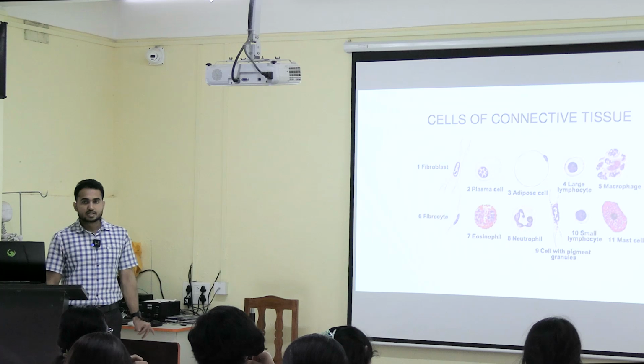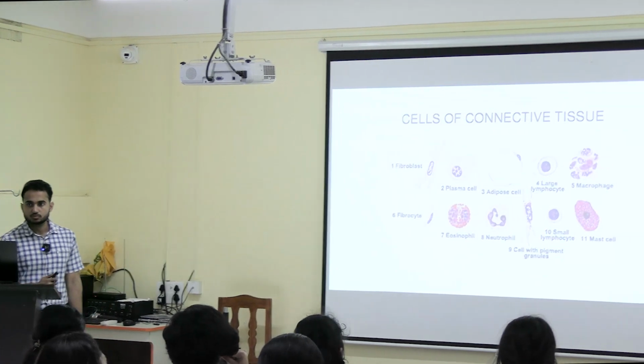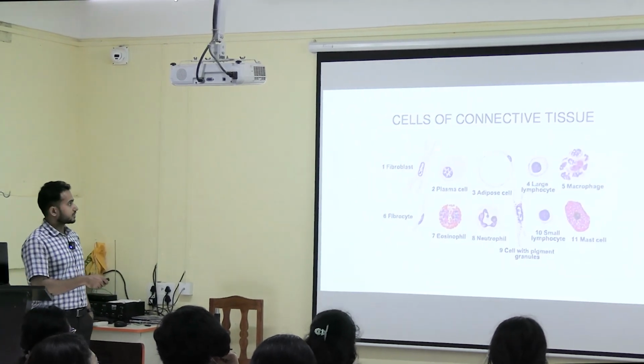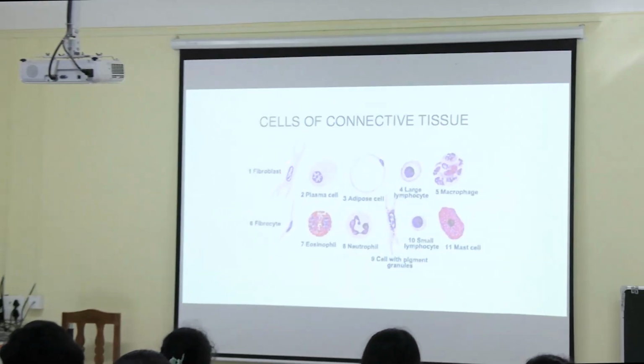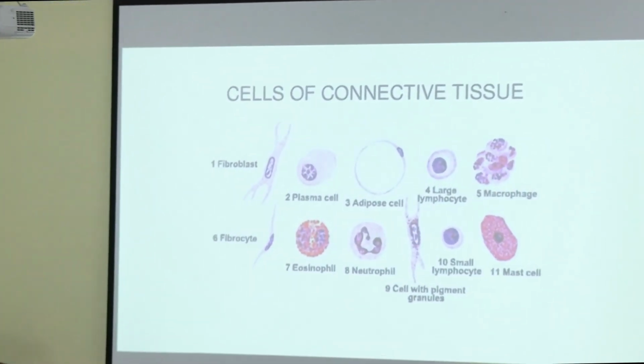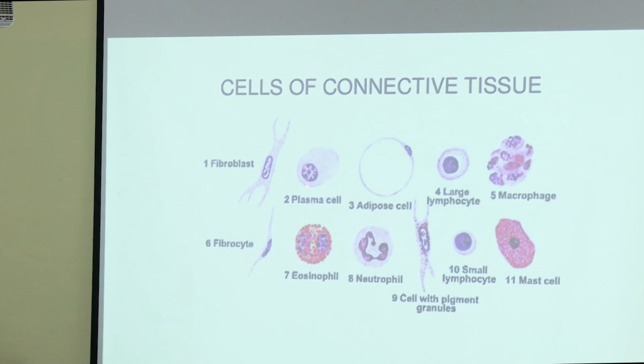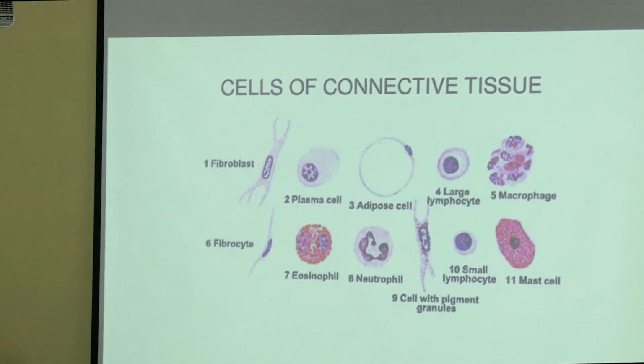Now here you can see the cells of the connective tissue. First, this is the fibroblast. Just see the appearance of the fibroblast. Then this is the plasma cell, this is the adipose cell, lymphocytes, then macrophages, fibrocytes, eosinophil, neutrophil, and this is the mast cell. So this is the appearance of the cells, both free and fixed cells, which are present in the connective tissue.